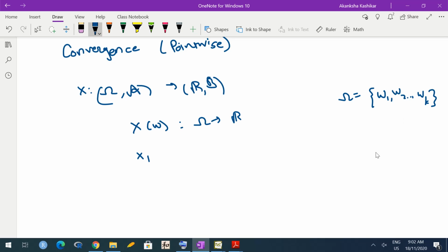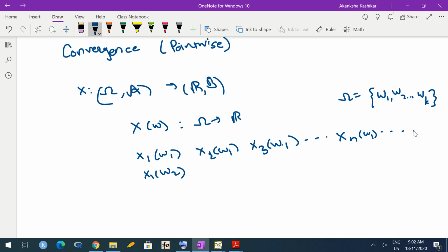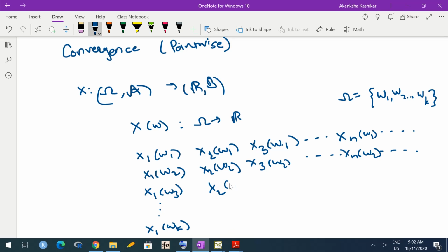So when I consider a sequence of random variables, I will have x1 omega 1, x1 omega 2, and in this direction I can write x2 omega 1, x3 omega 1, similarly xn omega 1, and so on. Then I'll have x2 omega 2, x3 omega 2, xn omega 2, and so on. Then x1 omega 3, similarly x1 omega k, x2 omega 3, x2 omega k.